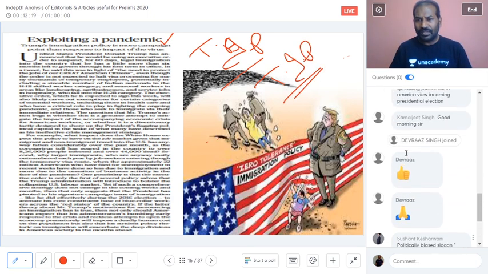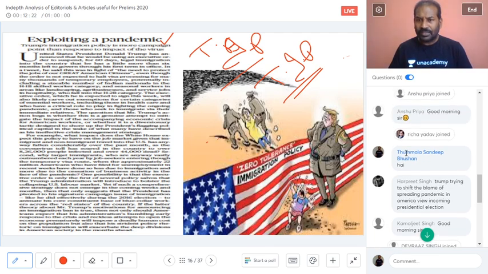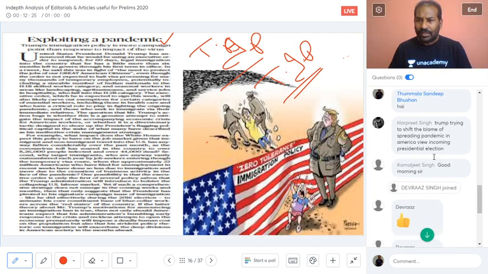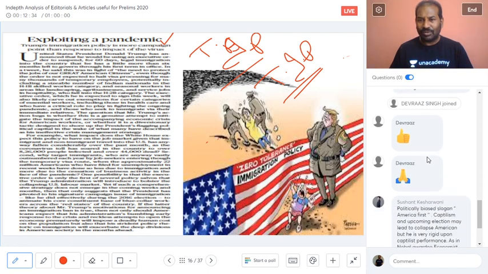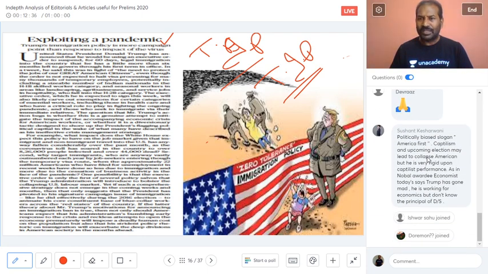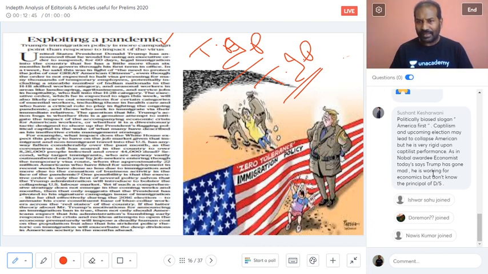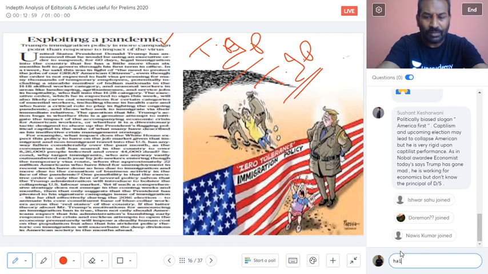Before I move to the next, I'll just read what Harpit has said: Trump is trying to shift the blame of spreading the pandemic, with the incoming presidential elections. Yes, very good. Kamaljit Singh, very good morning. Devraj Singh, very good morning. Sushant said politically biased slogan, America first. Capitalism and upcoming elections may lead to the collapse of America, but he is very rigid about capitalist performance. Okay, as a Nobel awardee economist says today, Trump has gone mad. He is working for economics but not for principle. Okay, fine. And then I would say a very big hi to everyone.